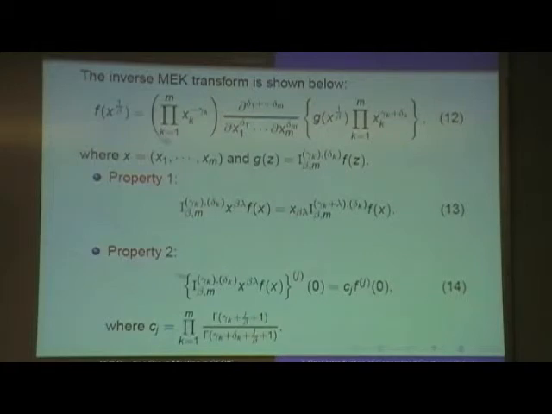X is a vector in equation 14. X is a vector, and what about the upper j? The g-th order derivative, integer order derivative. Derivative, not differential. Yes, integer order derivative.